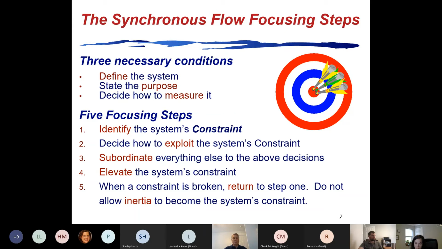So step 5 says, when you've broken the constraint and the one that you identified in step 1 is no longer the constraint, then you go back to step 1 and re-identify the new constraint. And don't allow inertia to become the constraint.